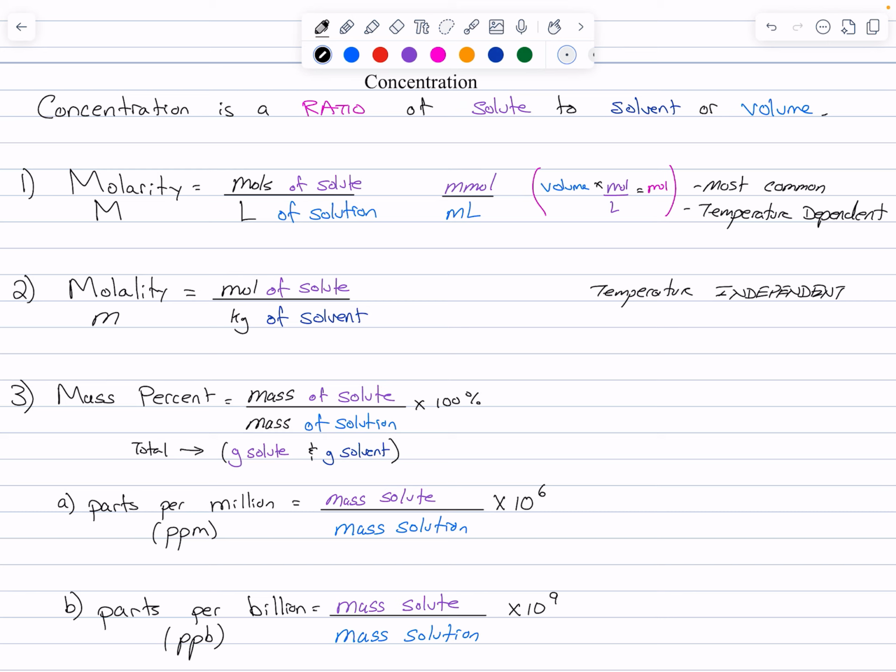Because it's kilograms of solvent. So for molarity, this is the total volume, whereas molality is the mass of the solvent. So 5 kilograms of water, 1 kilogram of water, 250 grams or 0.25 kilograms of water, however much you're adding.